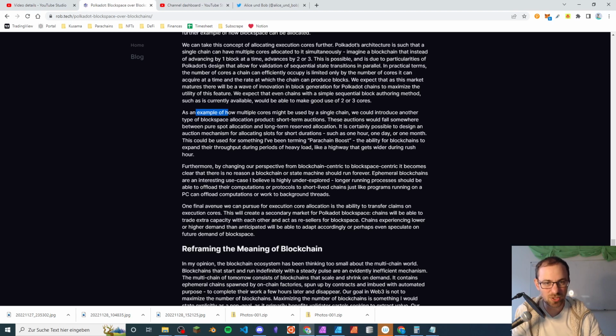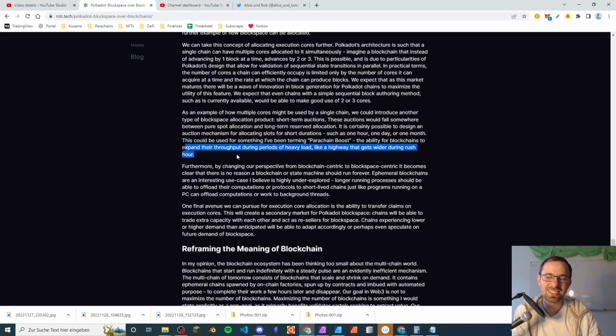As an example of how multiple cores might be used by a single chain, we could introduce another type of Blockspace allocation product, short-term auctions. These auctions would fall somewhere between pure spot allocation and long-term reserved allocation. It is certainly possible to design an auction mechanism for allocating slots for short durations, such as 1 hour, 1 day, or 1 month. This could be used for something I've been terming parachain boost, the ability for blockchains to expand their throughput during periods of heavy load, like a highway that gets wider during rush hour.